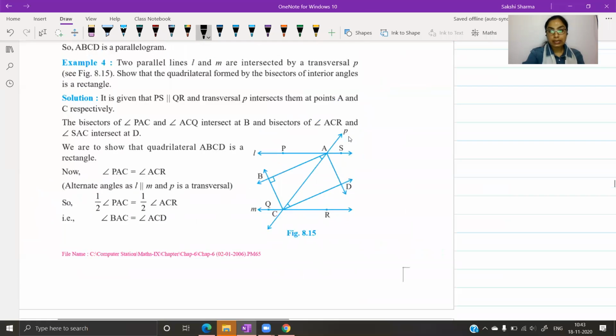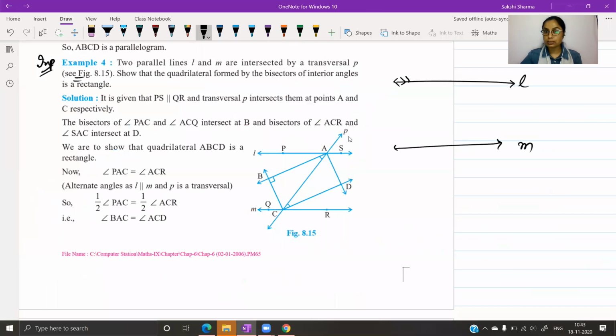Example number 4, again an important question. Two parallel lines L and M are intersected by a transversal P. Again, this question also comes without a figure. So you have to draw two lines L and M parallel to each other. There is a transversal P. Now the lines are intersected at two distinct points.